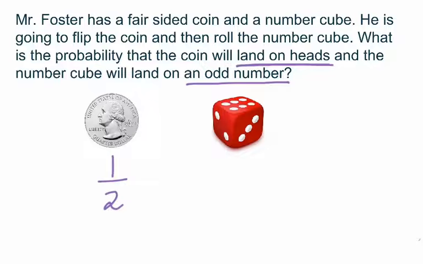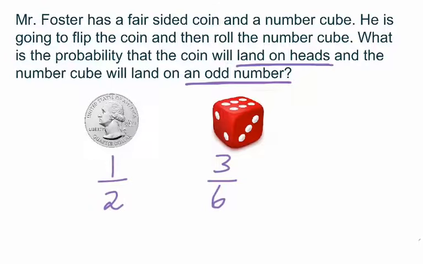For our second probability, we're going to look at the number cube. And what is the probability that the number cube will land on an odd number? Well, this is a traditional number cube, traditional die, so it's got 6 sides. And how many of those sides have an odd number? When we think about it, 1 is an odd number, 3 is an odd number, 5 is an odd number, and those are going to be the 3 odd numbers that you would have on a traditional number cube or a die. So 3 out of 6.